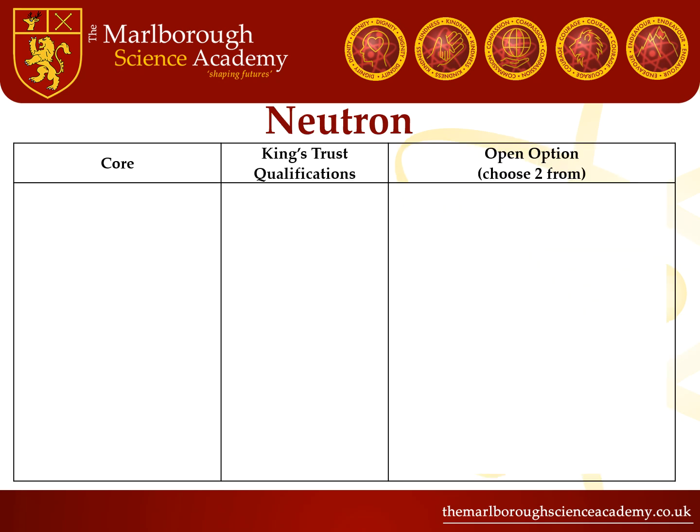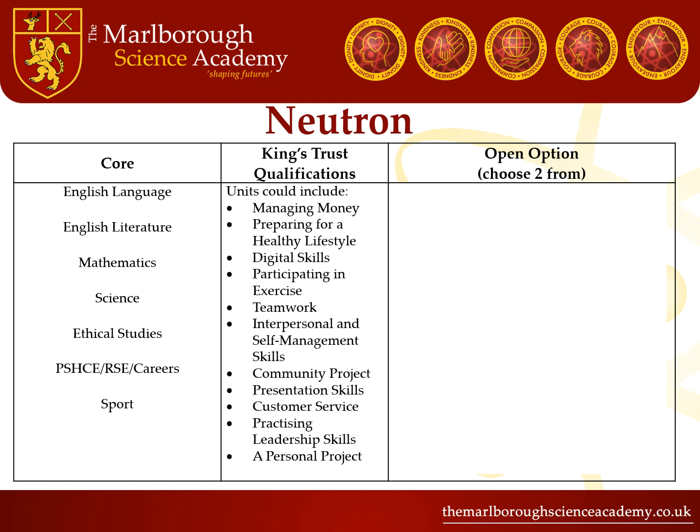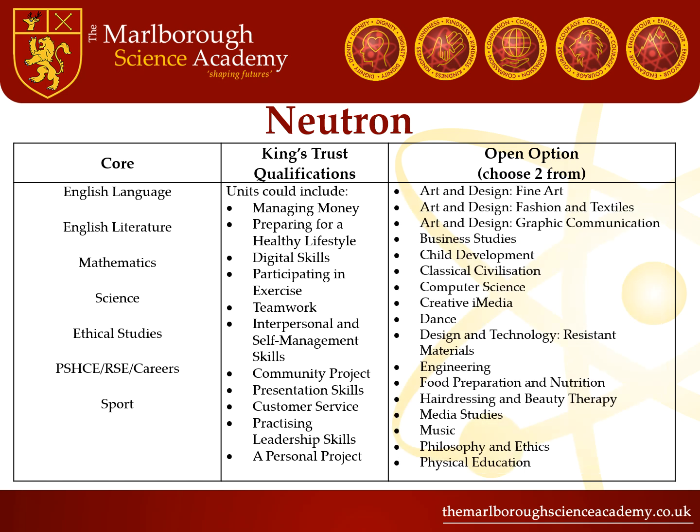Our third options route is the neutron route, and this is our slightly more vocational route. Students on the neutron route still study all the core subjects. They'll also take part in the King's Trust qualification, which is a qualification made of a range of modules but builds into one big qualification. And then they will choose 2 subjects from the open option column on the right hand side.